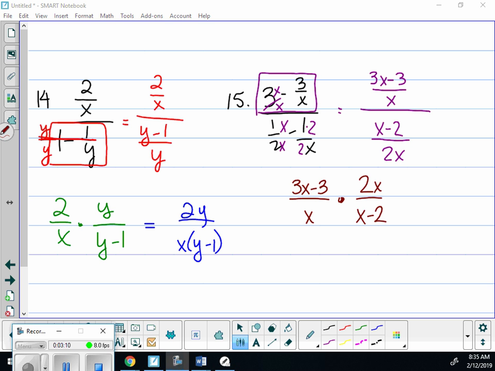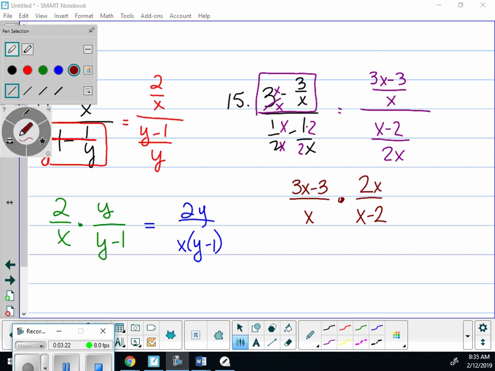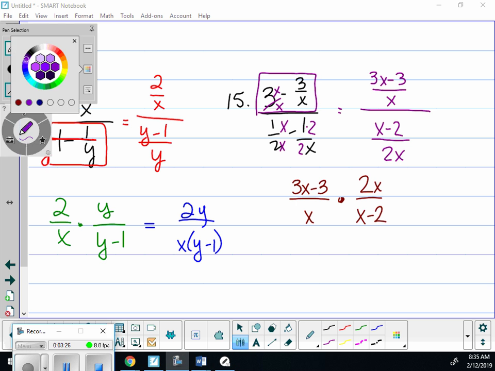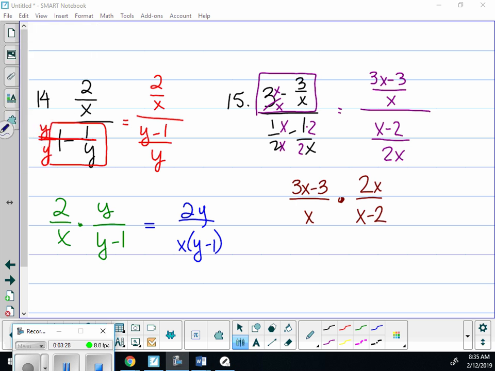Anyone notice anything about this right here? The 3x minus 3. I can take a 3 out. It doesn't actually help us in this specific problem, but we should still be in the habit of trying to factor. So this is 3 times x minus 1. I say it doesn't help us because we can't cancel anything anyway, but still good to be in the habit.